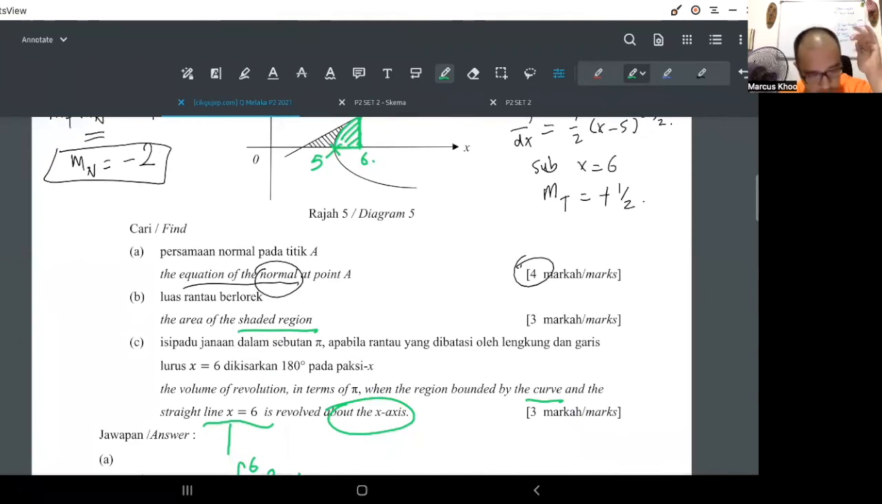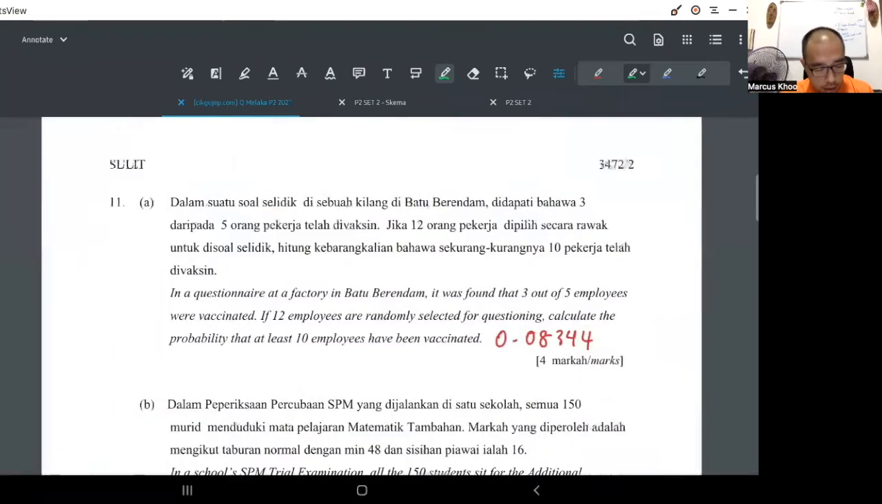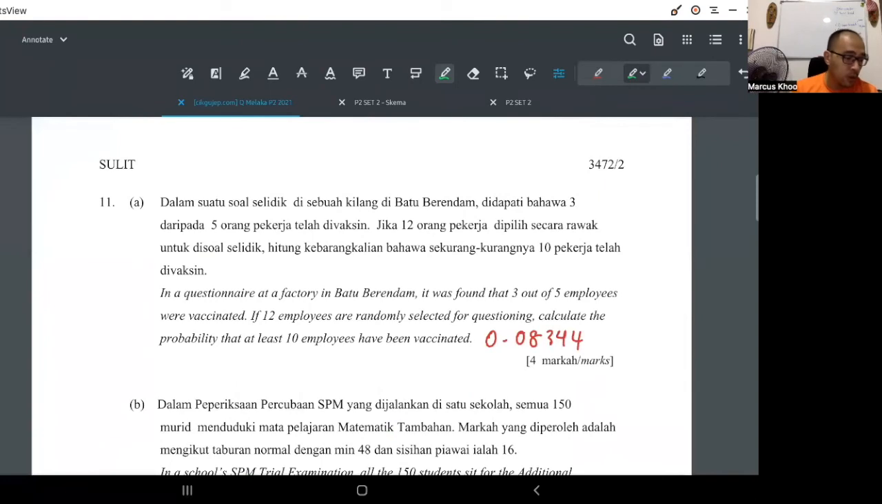All right. Question number 11. Wow. Going very fast. 3 more questions. In a questionnaire at a factory in Batu Berendam, which is a place in Melaka, it was found that 3 out of the 5 employees were vaccinated. So this is the probability P. P equals to 3 over 5. Immediately you know Q is 2 over 5. So the anti-vaxxers are 2 over 5.